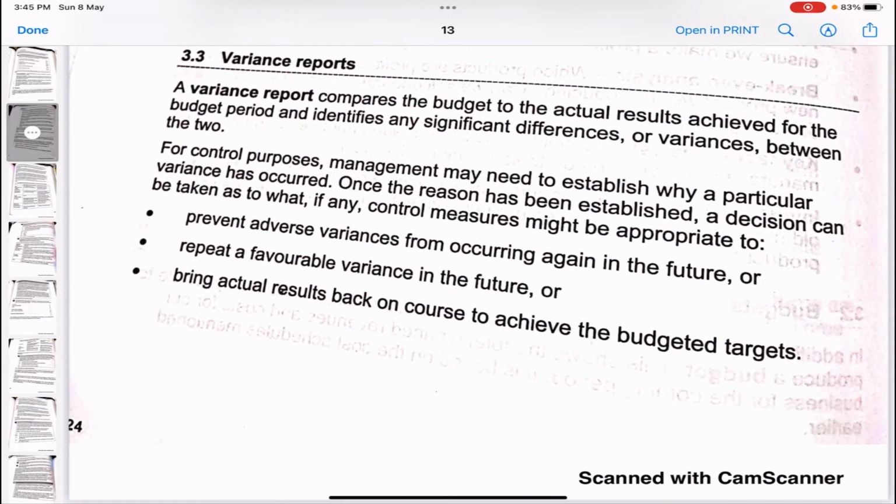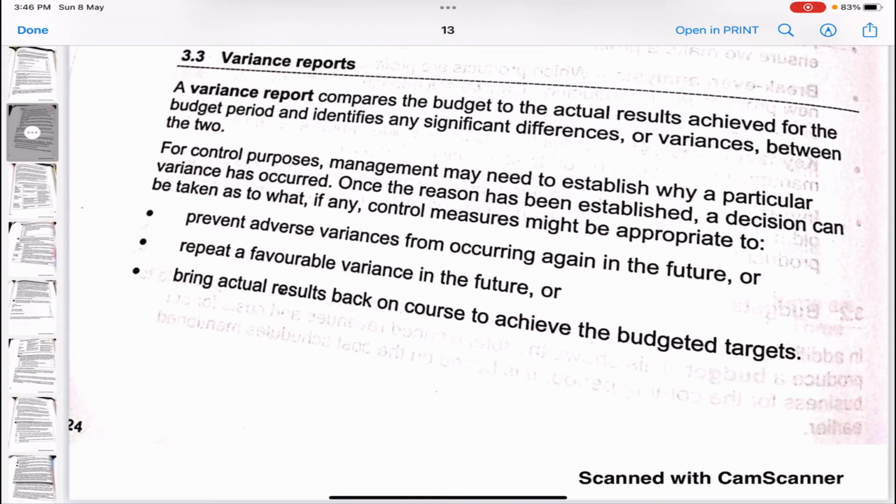Now let's come to variance reports. What is a variance report? A variance report compares the budget to the actual results achieved for the budget period and identifies any significant differences or variances between the two. So a variance report compares the budget to the actual results, and we'll see what the differences are between the actual results and the budget which we had set.